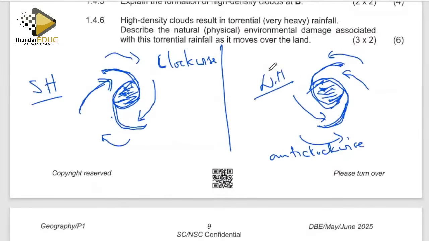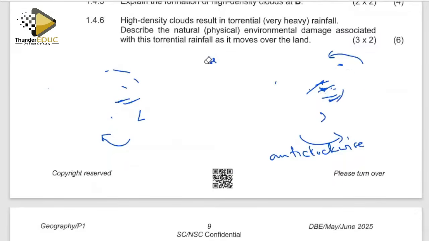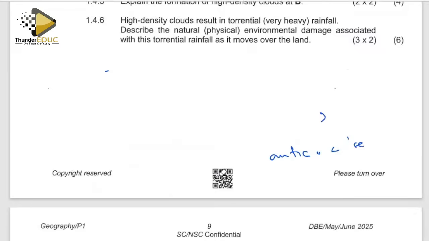High density clouds result in torrential or heavy rainfall. Right, those high density clouds result in heavy rainfall. Describe the natural or physical environmental damage associated with torrential rains as it moves over the land. Right, we want to look at the implication on the natural environment. So we are looking at the implication of heavy rainfall on the natural environment.